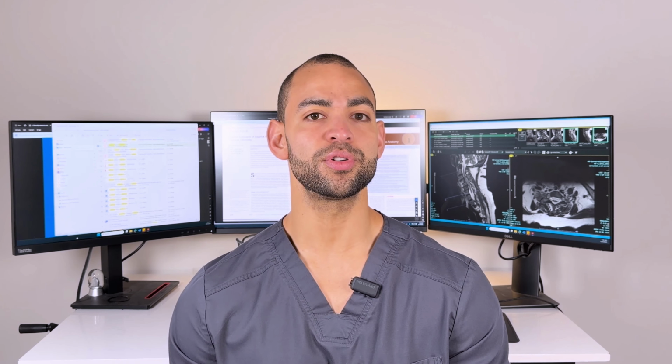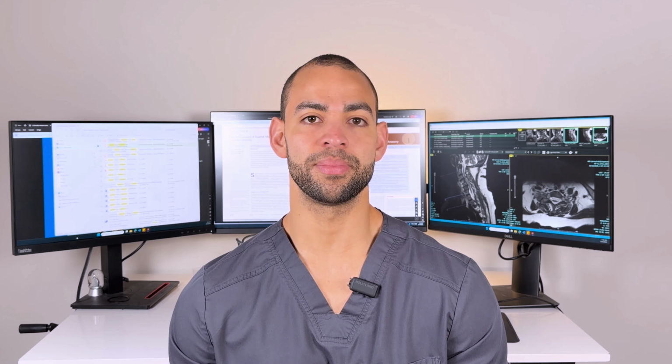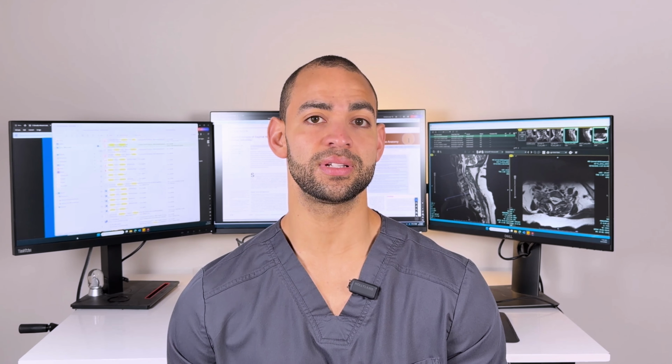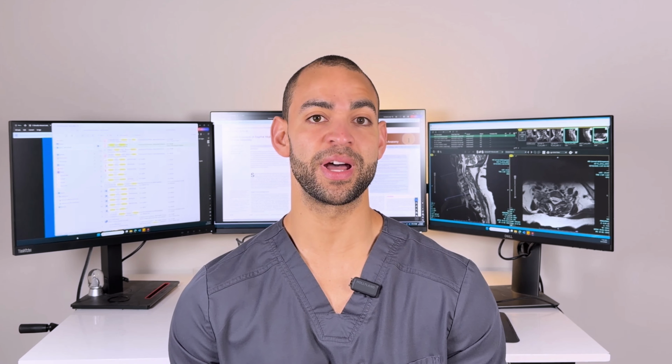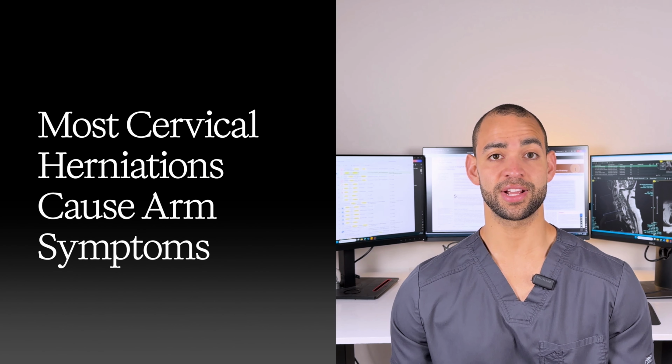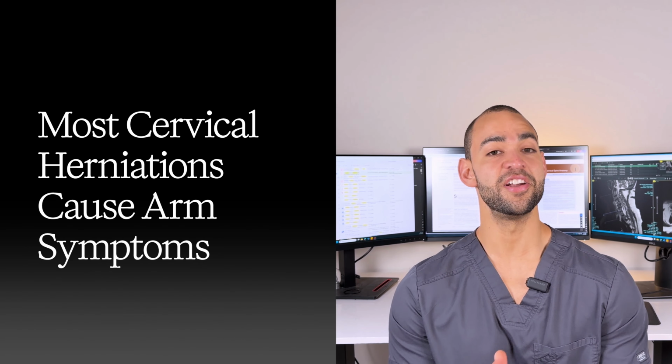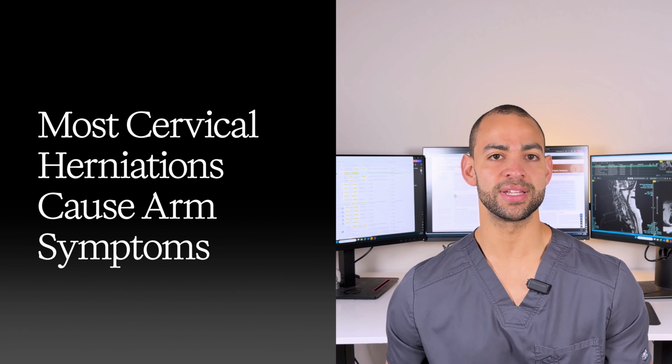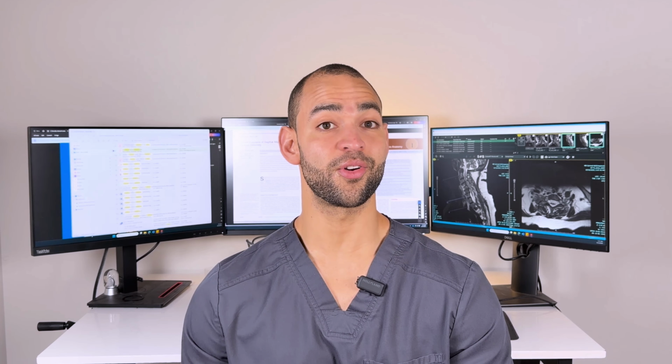That grading matters because it changes urgency. A small protrusion in someone with mild arm pain is watched very differently than a large extrusion with spinal cord compression. Here's something most patients don't know. The most common symptom of a cervical disc herniation isn't actually neck pain, it's arm pain, numbness, tingling, sometimes even weakness. And that's because most disc herniations compress a nerve root, not the cord itself.